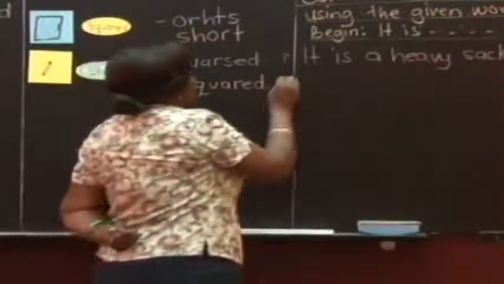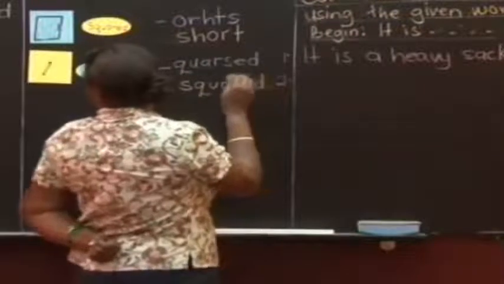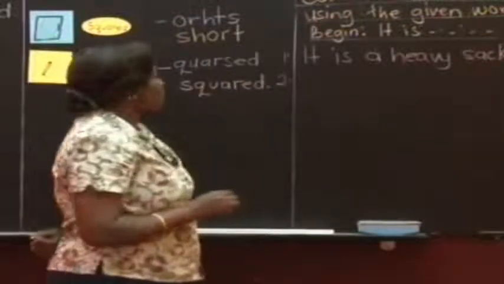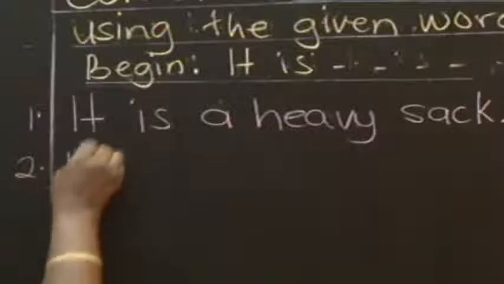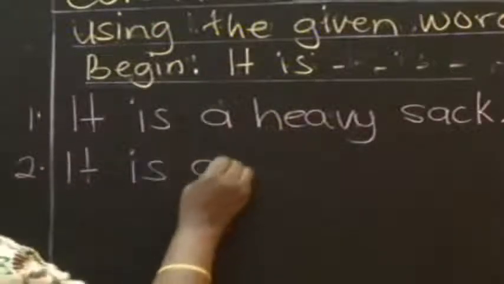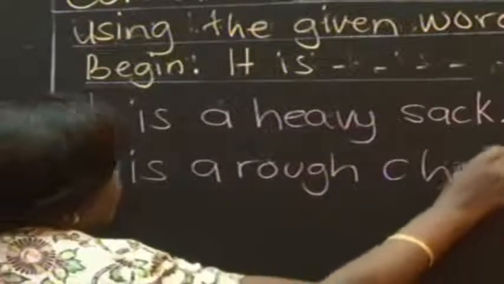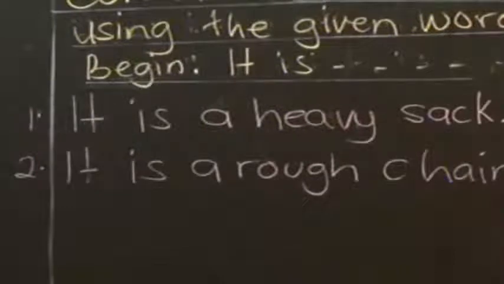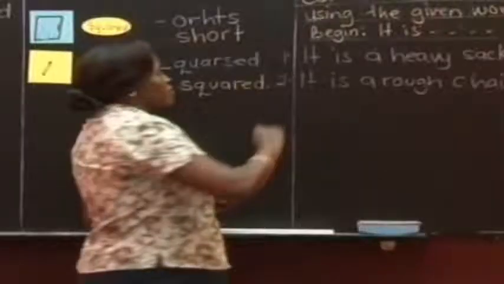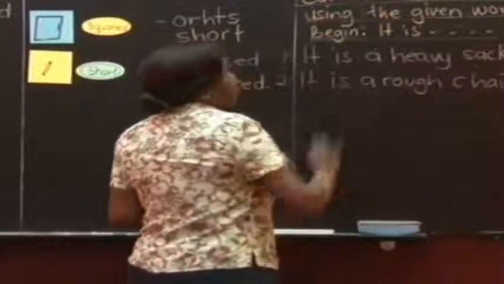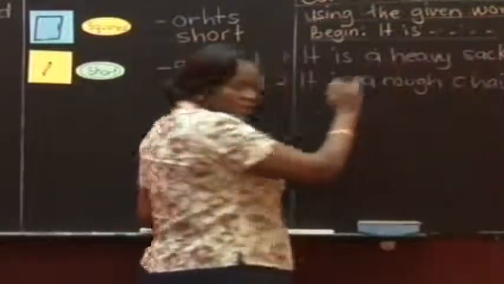Our second sentence, we are going to use rough. We shall say, it is a rough chair. That's what we have looked at. Remember, children, adjective words, we use them to describe nouns. And what is a noun? A noun is a name of anything. So what we are trying to describe, those are the nouns, or those are the objects we have looked at. So we are describing the chair, which is rough. We are describing the sack, which is heavy.